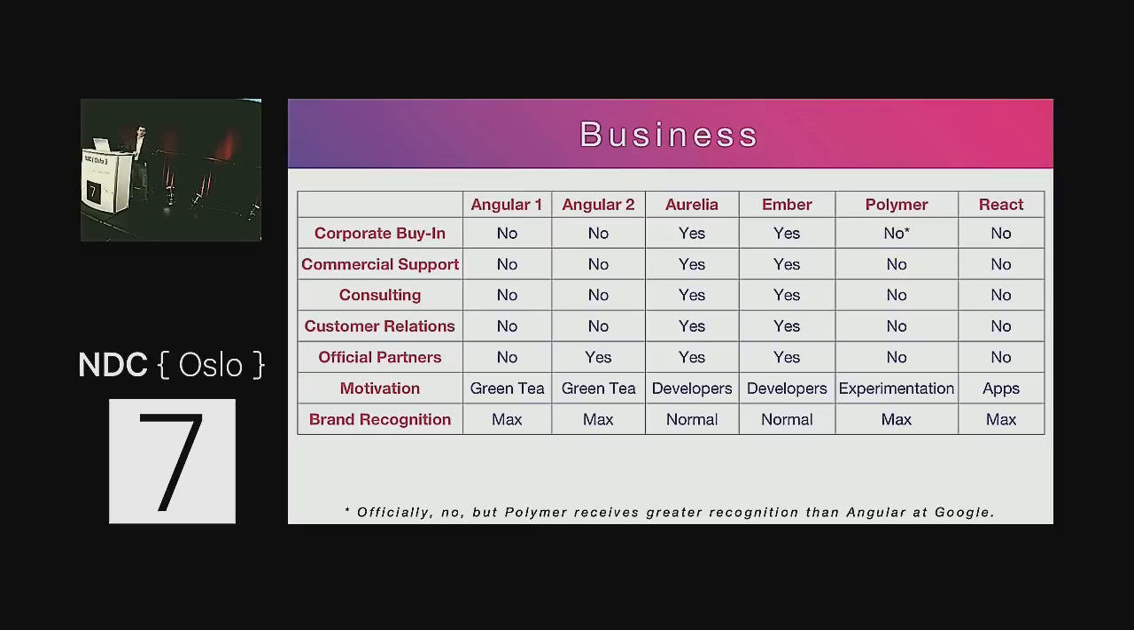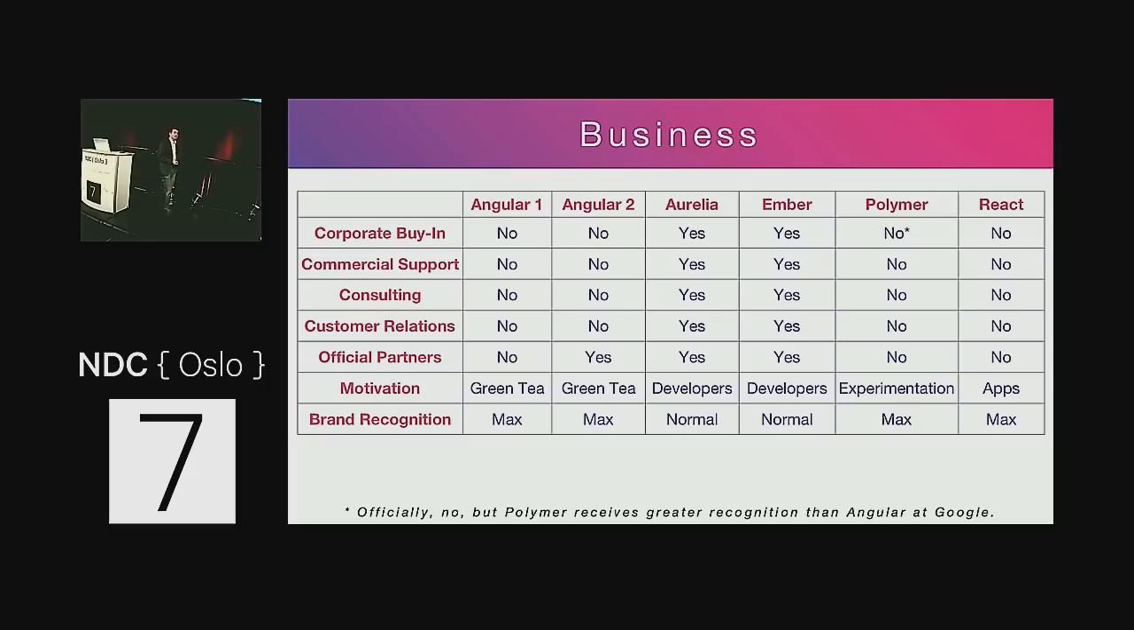But this really comes down to motivation. Why does Angular exist? Because of Green Tea. Who knows what Green Tea is? You don't know what Green Tea is? That's the app that drives everything that happens with Angular. It's an internal app. This is not private knowledge. You can Google this and you'll find it. It's just not talked about a lot publicly.